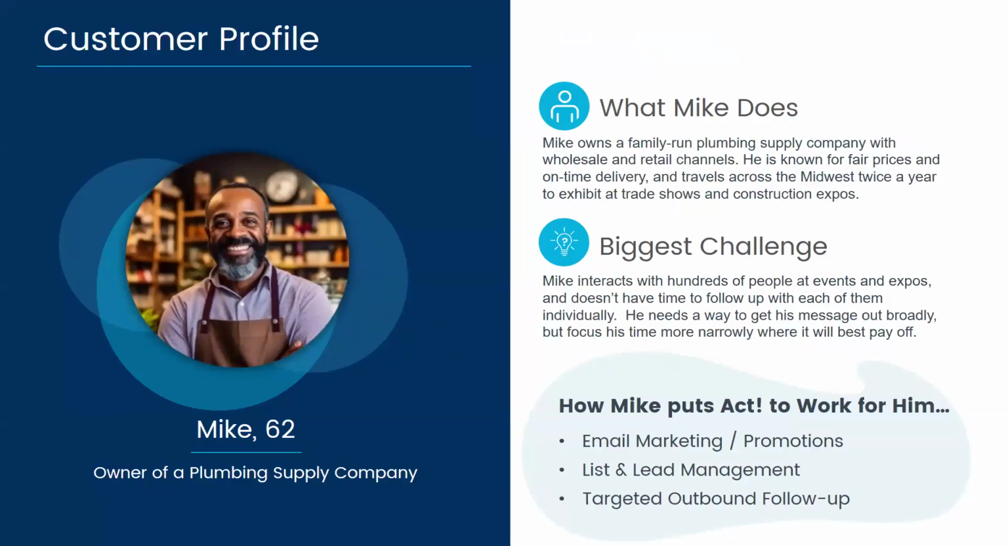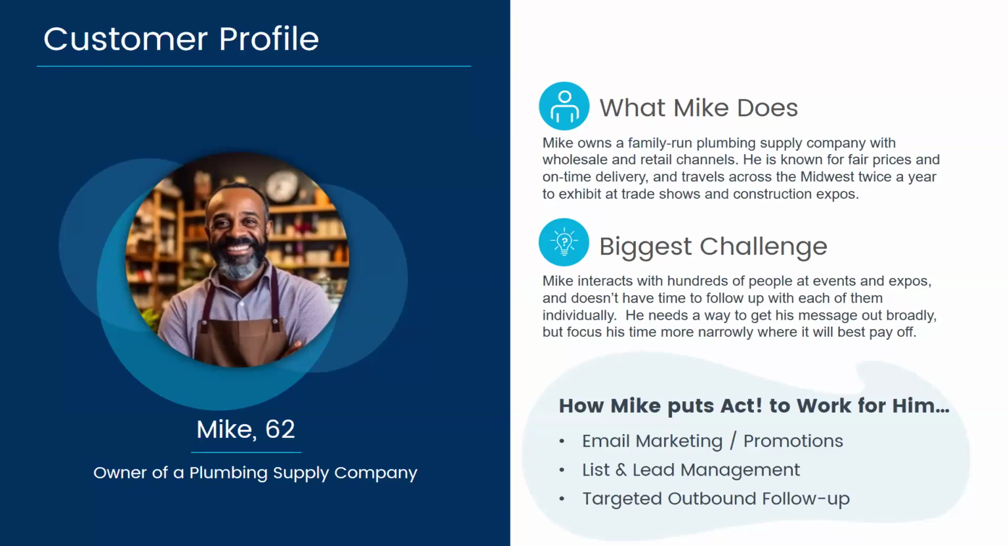We'll start with Mike. He's 62 years old. He runs a family-run plumbing supply company, and he has a great reputation as a long-timer in the industry. He's known for his fair prices, his on-time delivery, and service with a smile, if you will. Now, twice a year, Mike goes out on the road for several weeks and he hits the trade show circuit and construction expo circuit. And there he interacts with hundreds of wholesale and retail prospects.